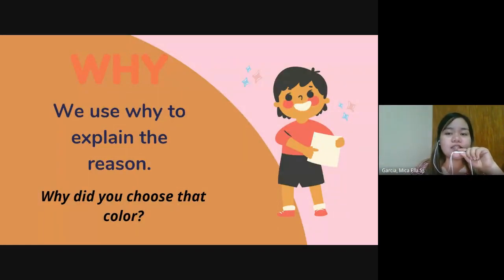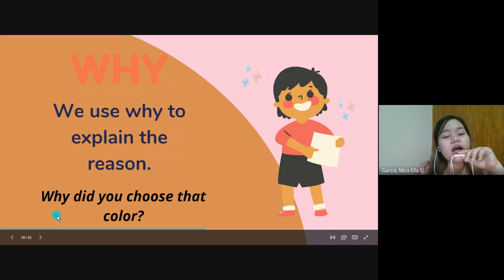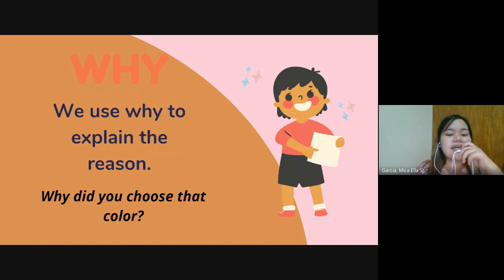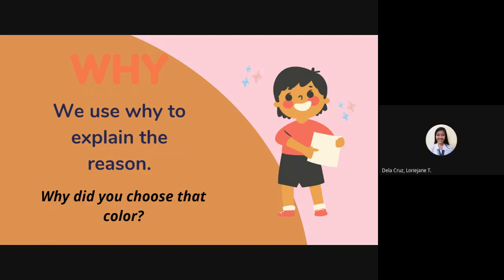Another relative pronoun here is the relative pronoun why. We use why to explain the reason. When we are explaining or when we are about to explain something, we use the relative pronoun why. So in the question here, will you please read the question provided on the slide? Yes, LJ. Why did you choose that color?